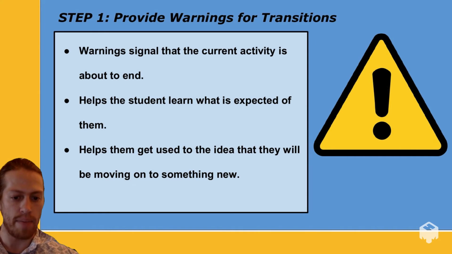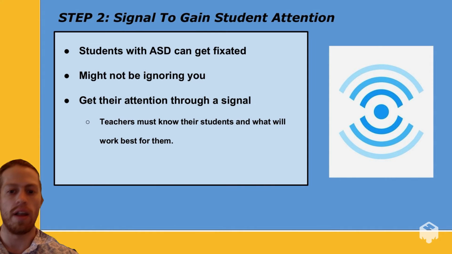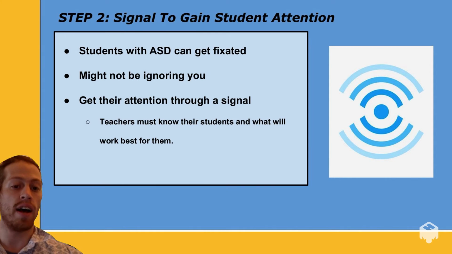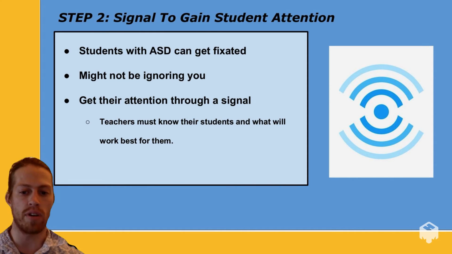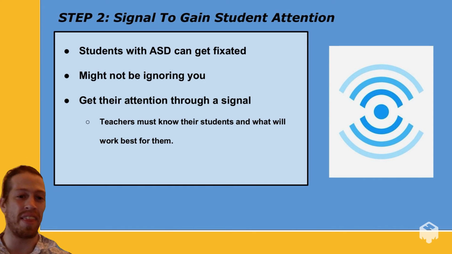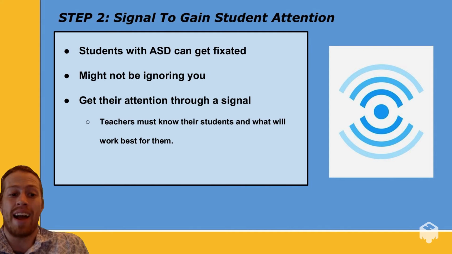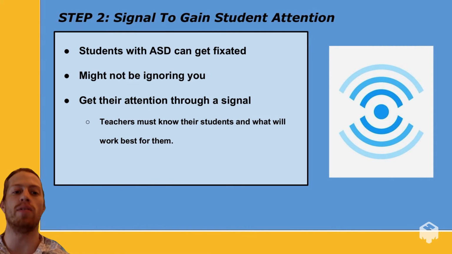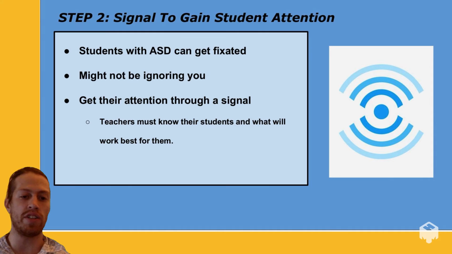The next step is a signal to gain the student's attention. So we know that students with autism spectrum disorder can become fixated on certain things. And so when you give that warning, they might not even hear you. It's not that they're ignoring you, but you might totally be tuned out. So it's important to get their attention through a signal.